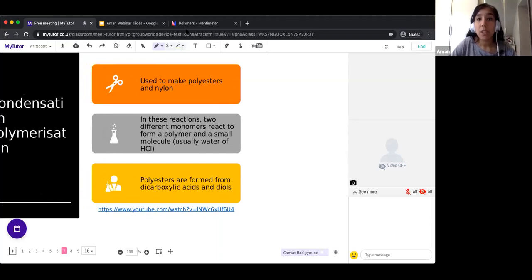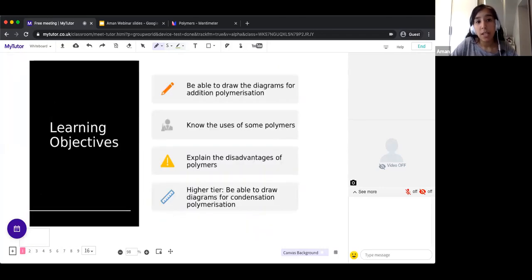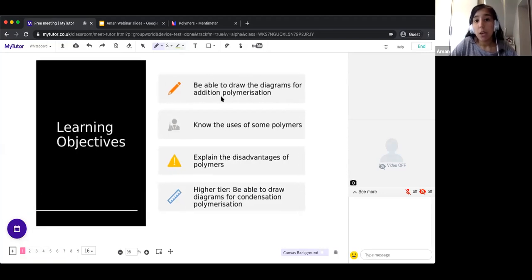No? Okay, so let's do a mentee quiz then. So it's going to be a quiz covering everything we've covered today. Before we go on to the quiz, if I just take us back to the learning objectives. So I drew for you the diagrams of addition polymerization, and we went through how those reactions take place. We went through the uses of some of the polymers, and we explained the disadvantages of the polymers.